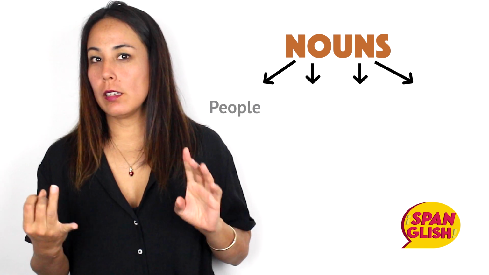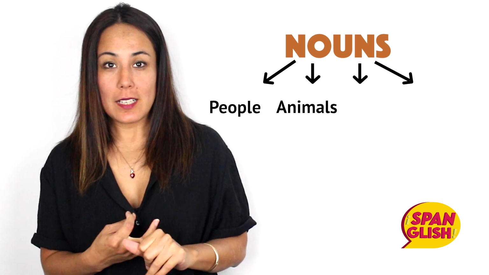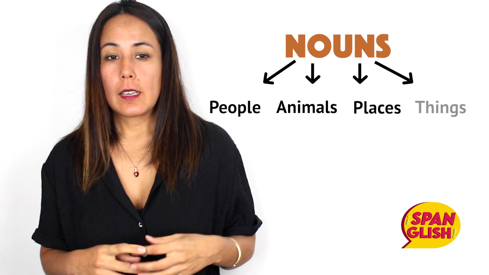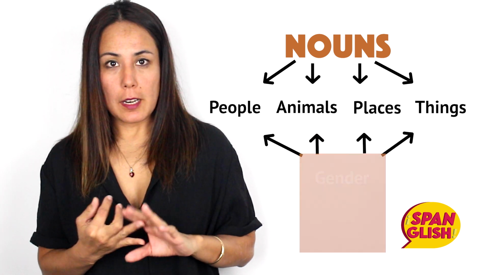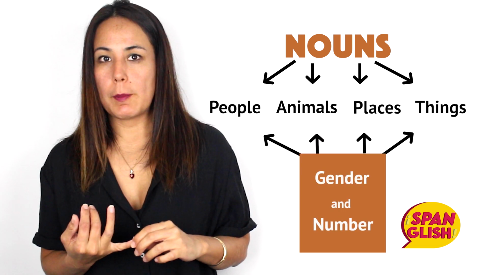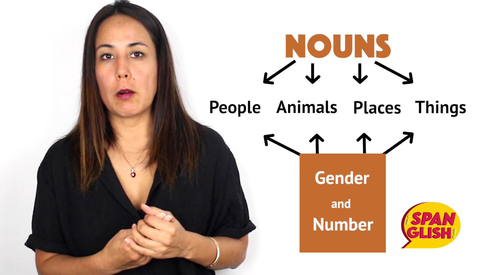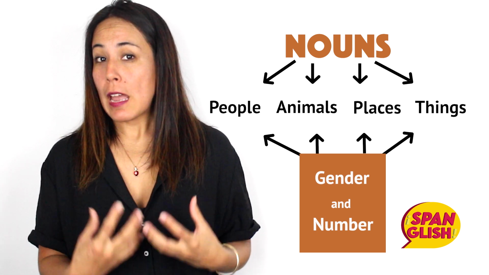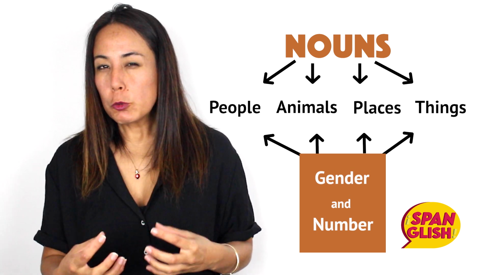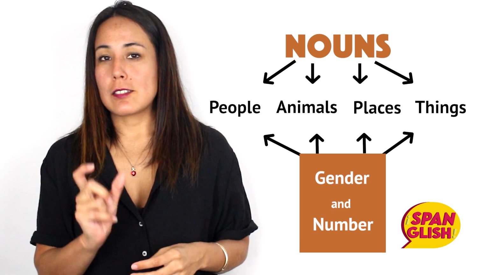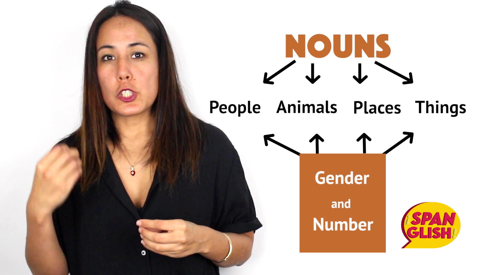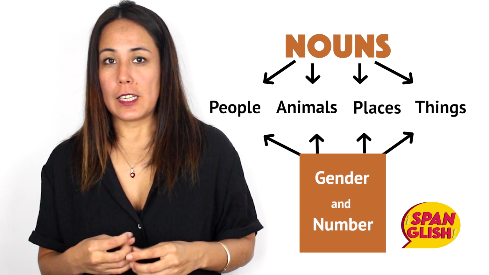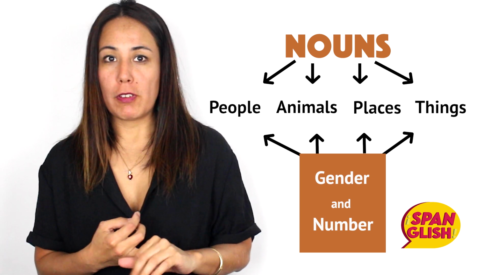The nouns are basically people, animals, places, and things. And every noun has a gender and number. Gender: masculine, feminine. Number: singular or plural. Some nouns have neutral gender, itself just a noun. However, the article will show the real gender, either masculine or feminine.